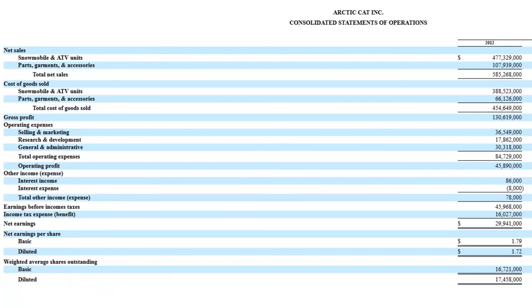And depending on whether basic or diluted shares outstanding are used in relation to net earnings, we get earnings per share either basic or diluted. And I like to look at both, but really I pay more attention to the diluted one because I always like to stay on the conservative side.